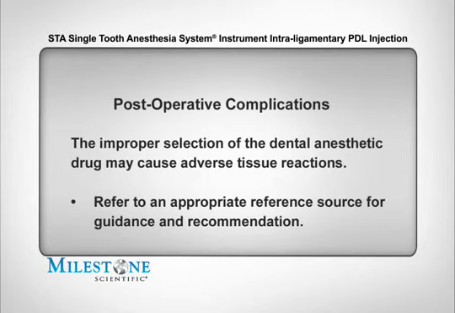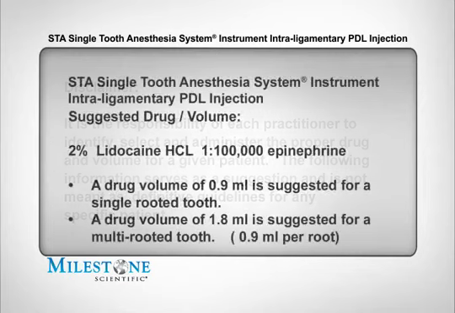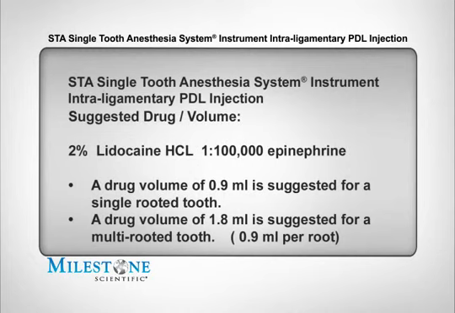Please refer to an appropriate reference source for guidance and recommendation pertaining to local anesthetic solutions and specific volumes for each injection. It's the sole responsibility of each practitioner to identify, select, and administer the proper drug and volume for a given patient. The following information serves as a suggestion and is not meant as definitive guidelines for any specific patient. The suggested drug and volume for performing the STA intraligamentary injection is 2% lidocaine HCl, 1 to 100,000 epinephrine.